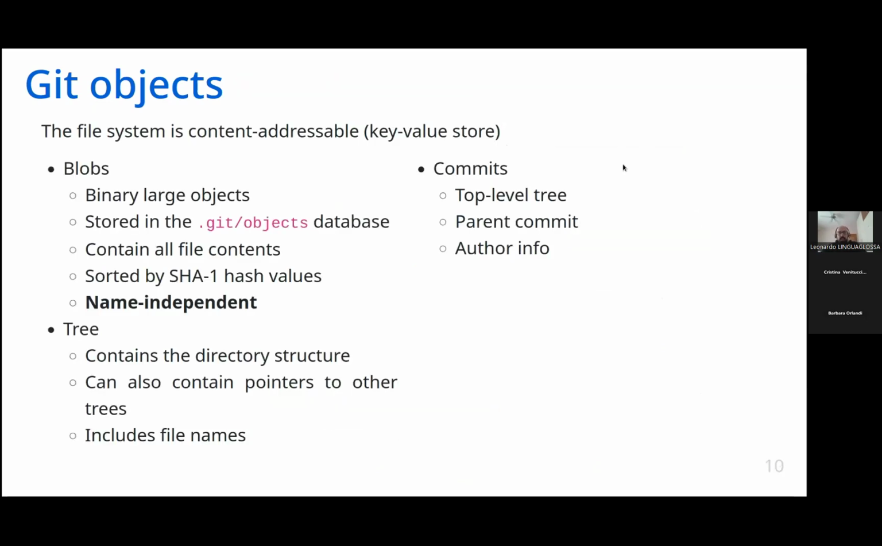So here is a summary of what I just said about the Git objects. We have the blobs that can be found inside the .git objects database. They have all the contents, and are name independent because the names are managed by the trees. The trees contain the structure of the root directory, pointers to other trees that are subdirectories, and file names. The commit is basically a top-level tree, the parent commit, and other configuration like the author info, the hash values, and everything that we have shown so far.